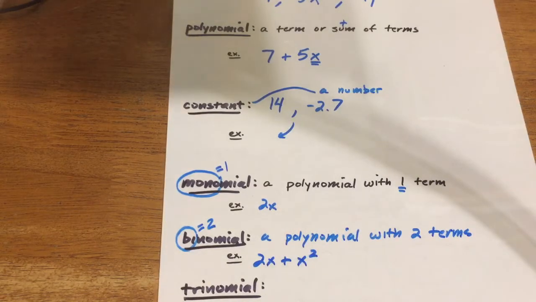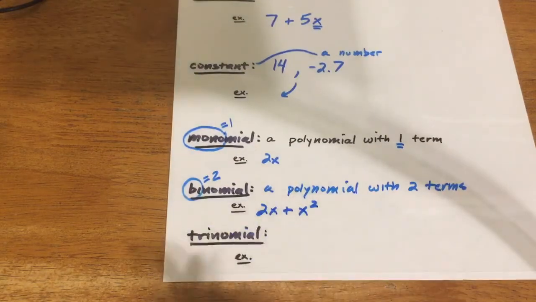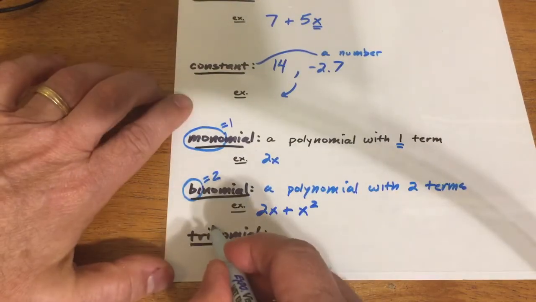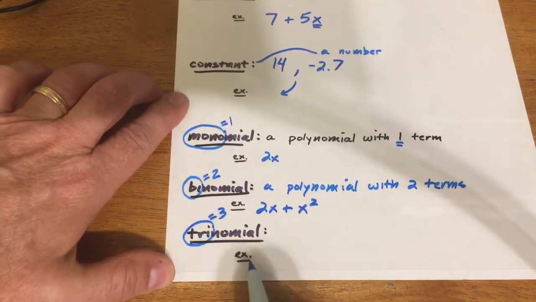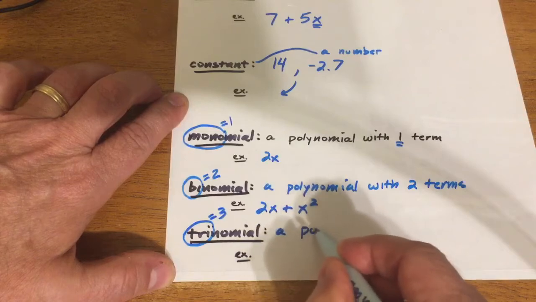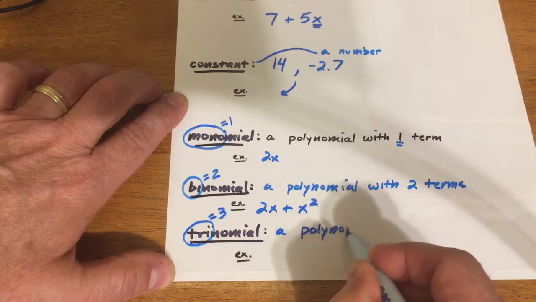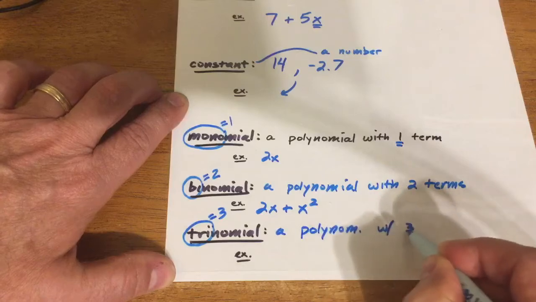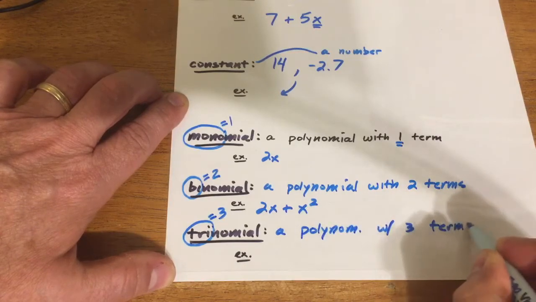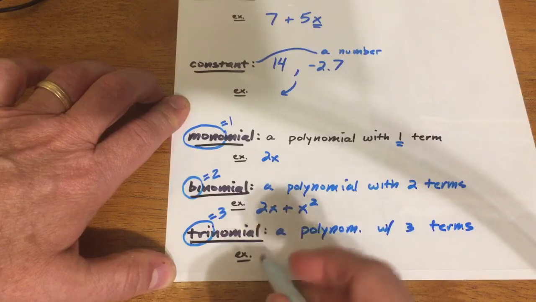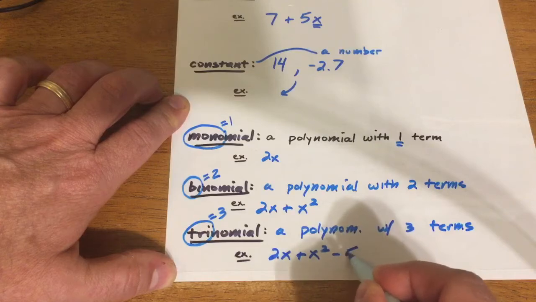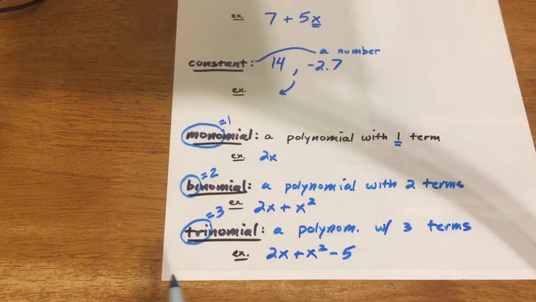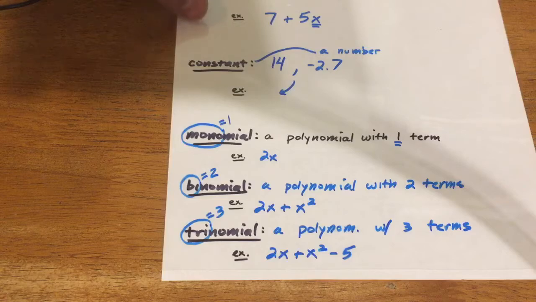And then the final one here is a trinomial. What is tri the prefix for? Hopefully you saw it was the prefix for 3. Hopefully that's what you recognized. And so we need a polynomial with 3 terms. And an example, maybe 2x plus x squared, and we need to add another term, minus 5. Okay, so a little bit of terminology that'll be helpful. Let's go ahead and move right on.